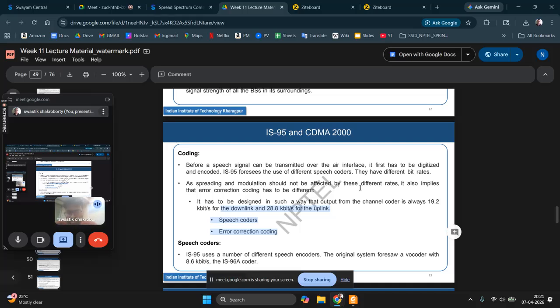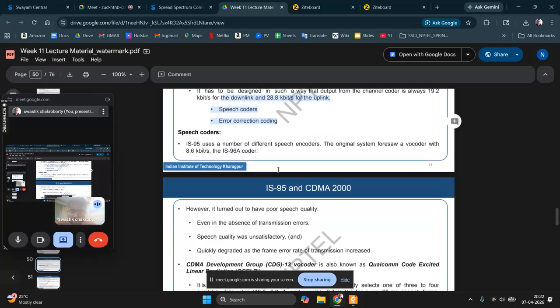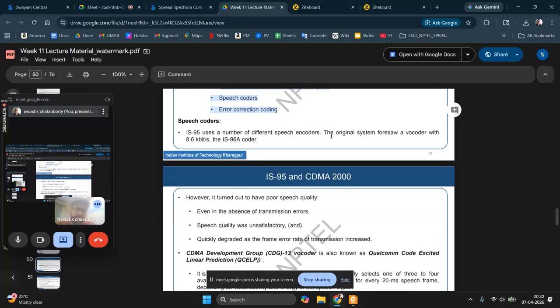So as spreading and modulation should not be affected by these different rates, it also implies that error correction coding has to be designed in such a way that the output from the channel coder is always 19.2 kbps for downlink and 28.8 kbps for uplink. Whatever the rate of speech that is coming, irrespective of that, your encoding has to be in the vicinity of 19.2 kbps for downlink and 28.8 kbps for uplink.